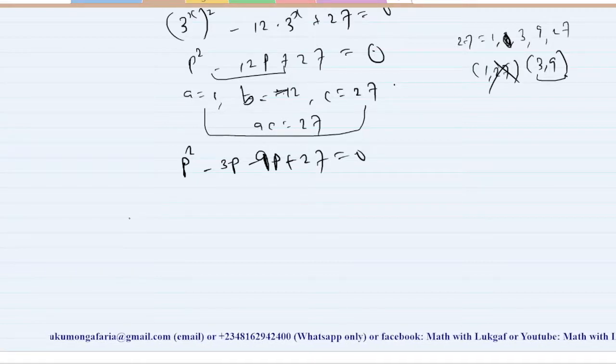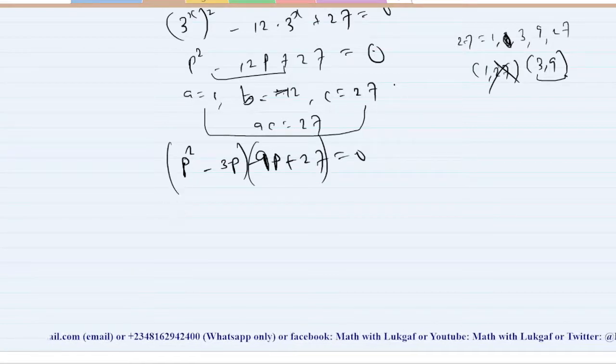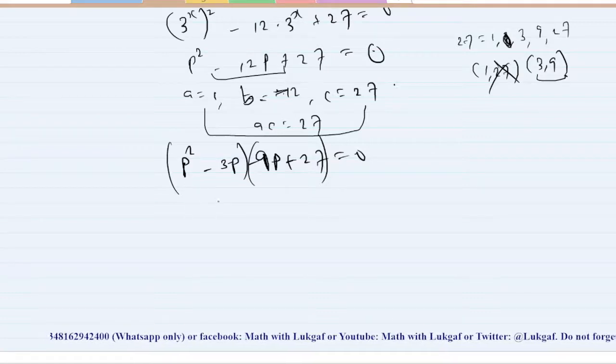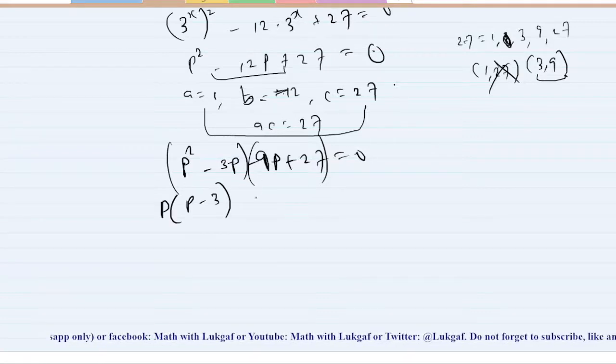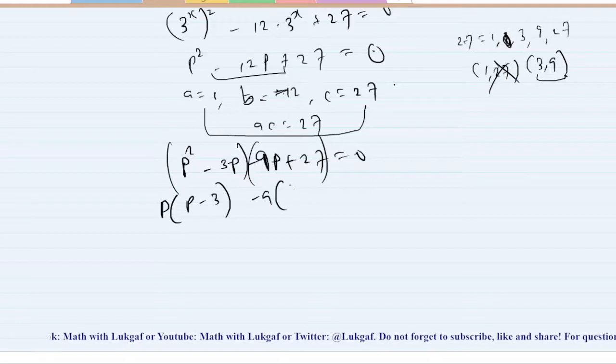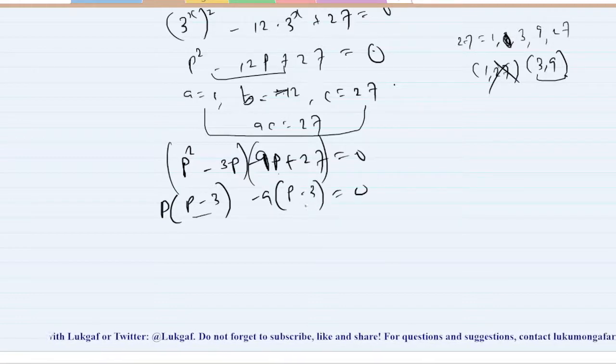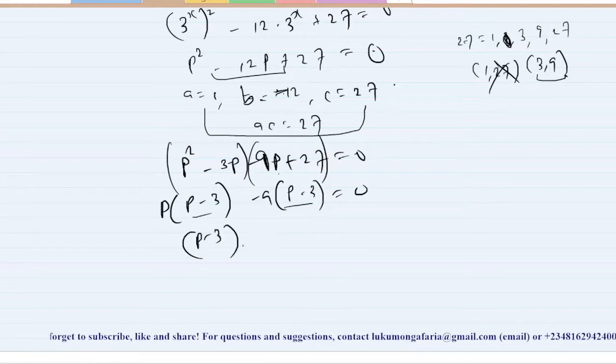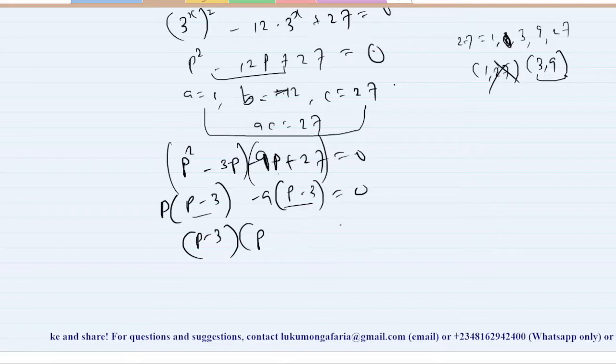You can see that p is common here. If you take p out, I'm going to have p minus 3. Also, minus 9 is common here. Then I'm still going to have p left here minus 3. You can still see that p minus 3 is also common when you factor it out. Then what do you have left? P minus 9 is equal to 0.